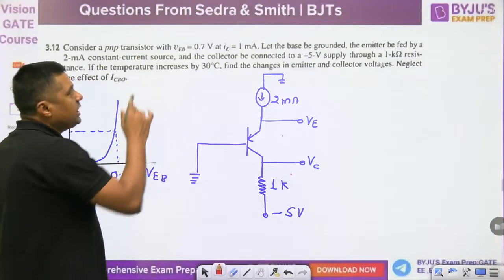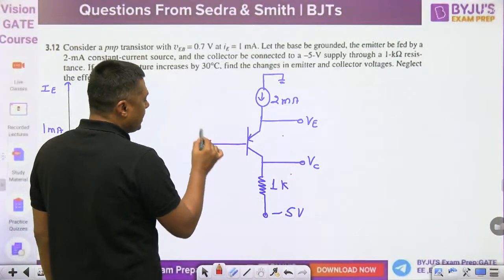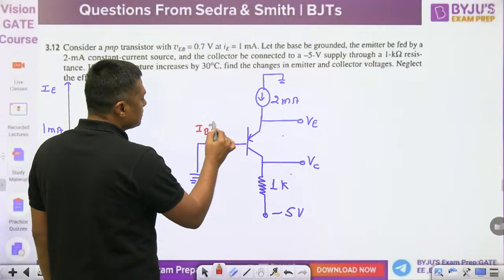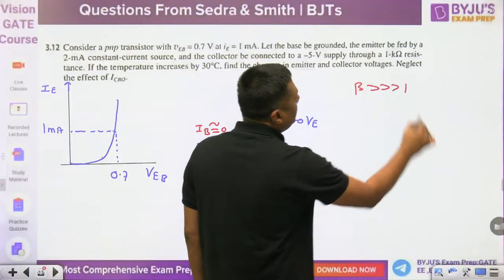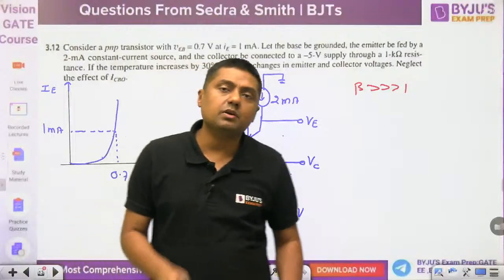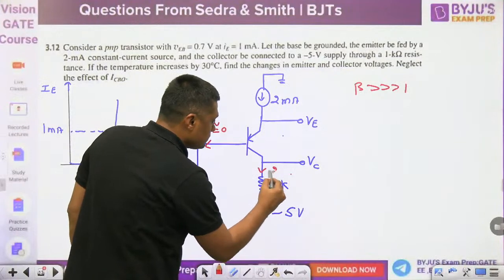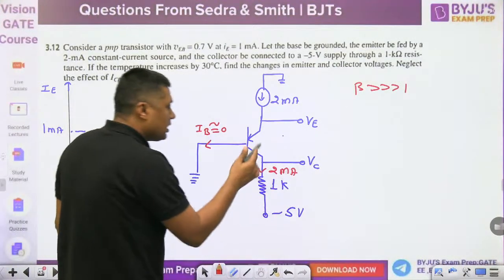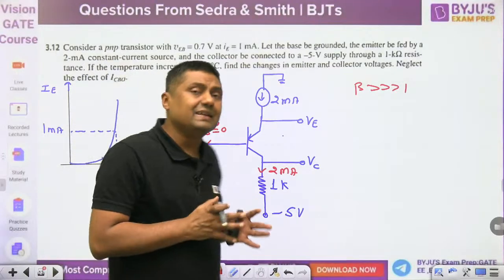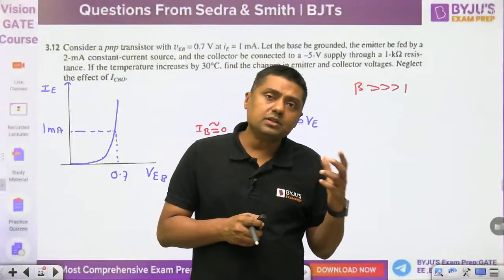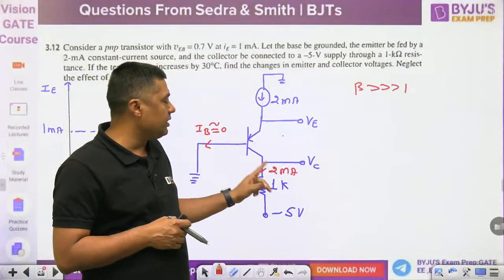First of all, beta is not given, alpha is not given. So we can assume that IB is negligible. Why? If beta is not given, we can assume beta is very, very much greater than 1 and the base current is negligible, and IC and IE are equal. So the same current will pass here, 2 milliampere. What is the collector current? IC is 2 milliampere. Now when the temperature increases, guys, that is a constant current source. It will remain the same.